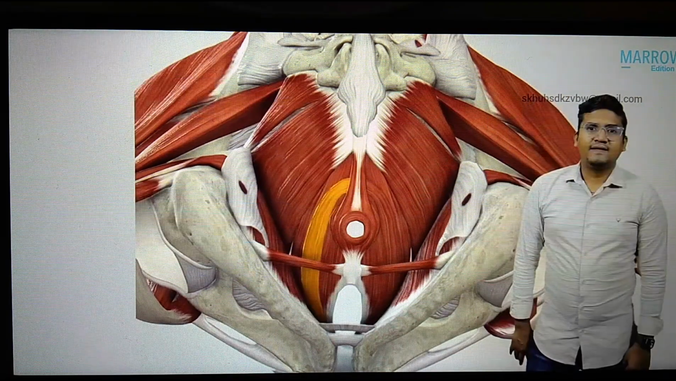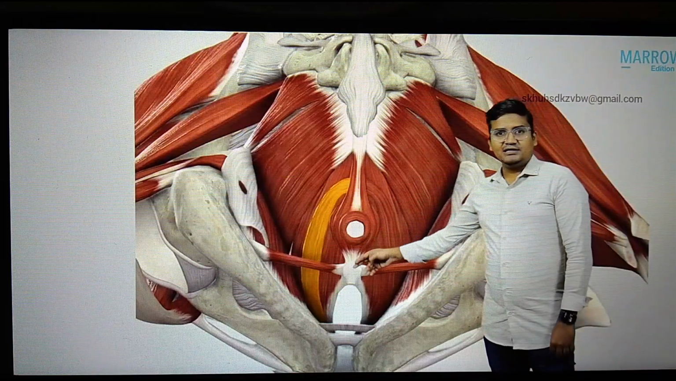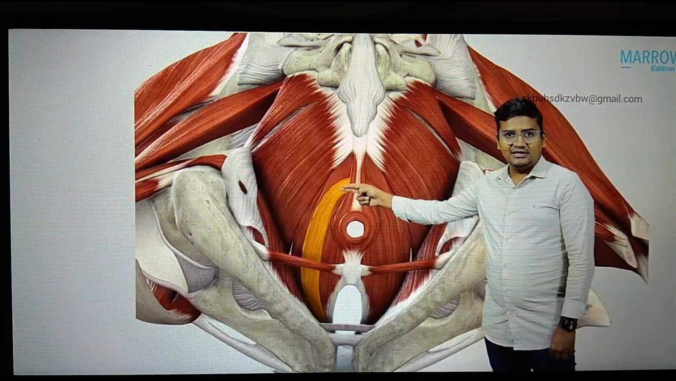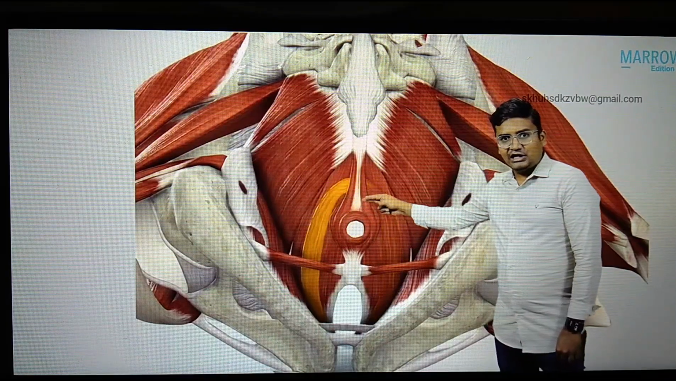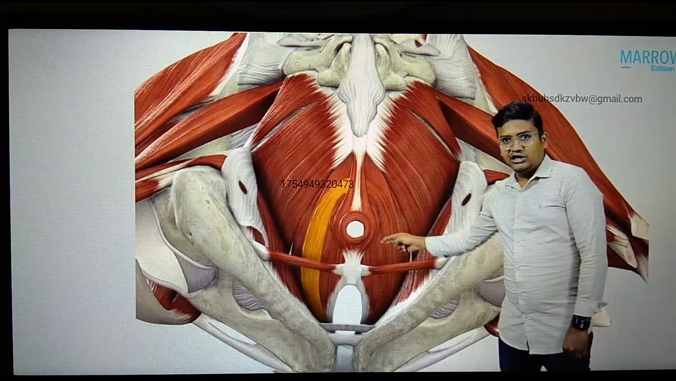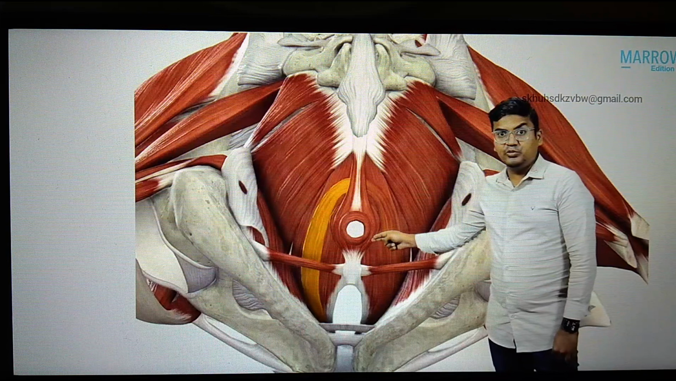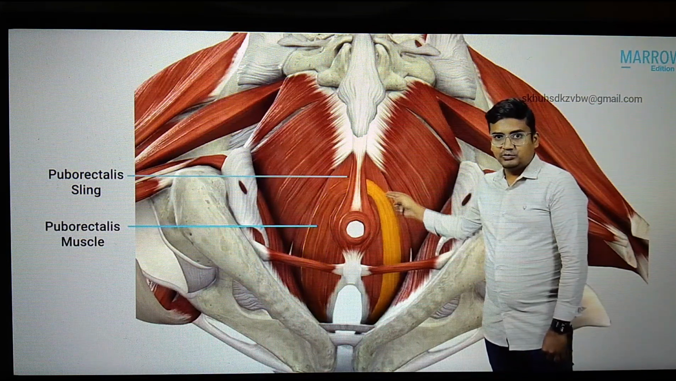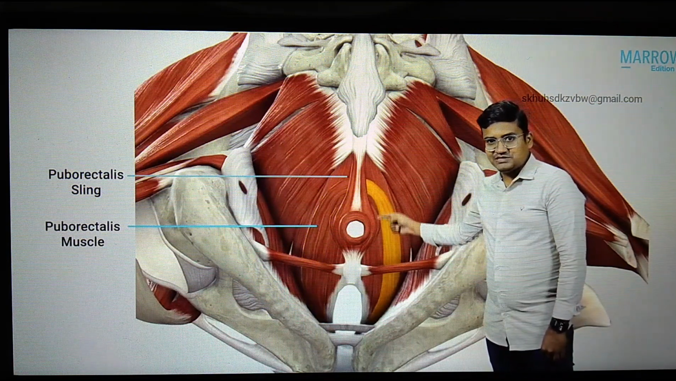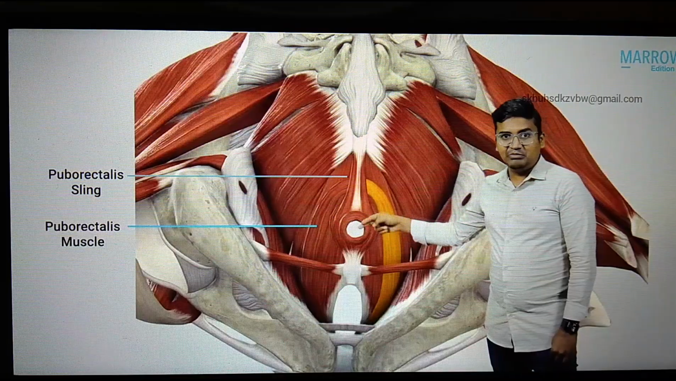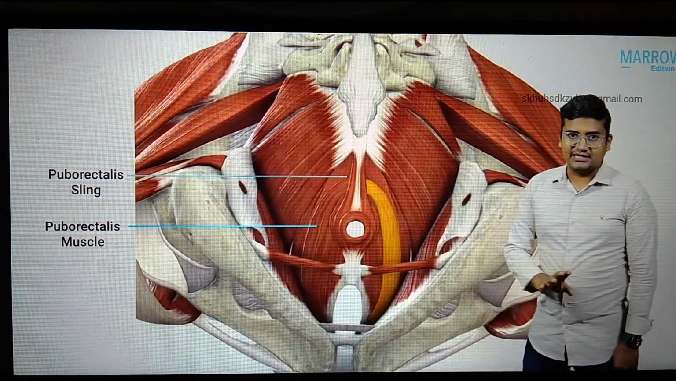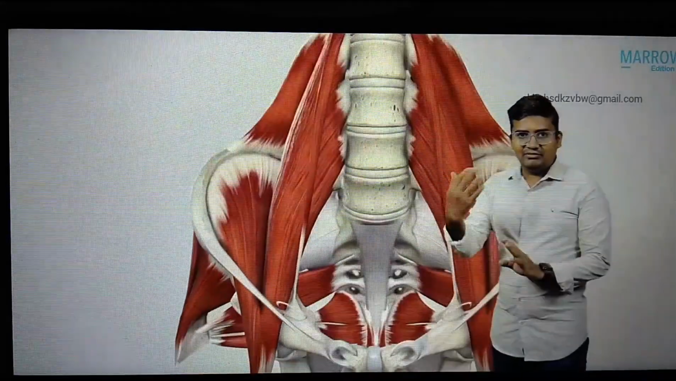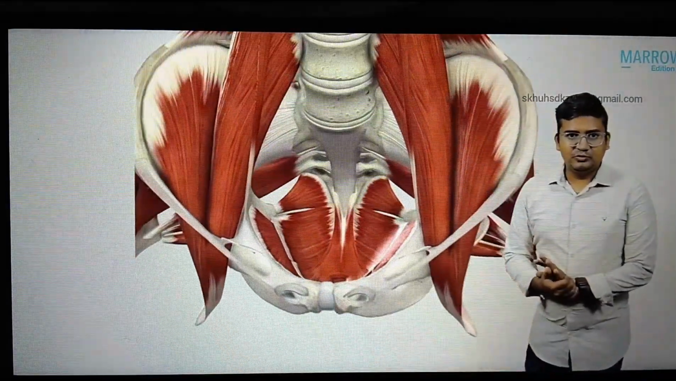Is that clear? Now we are seeing one part. Now can you see this part here highlighted in yellow color? Now this part is going behind the rectum and continues with the opposite side. Now this part is called as puborectal sling. So the puborectalis muscle continues with the opposite side behind the rectum and forms one sling there, that is called puborectal sling.